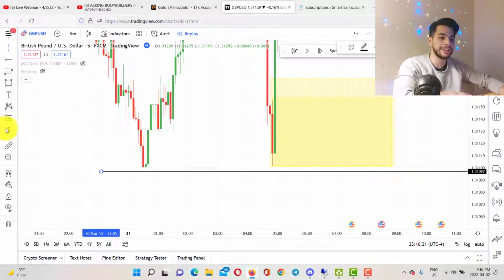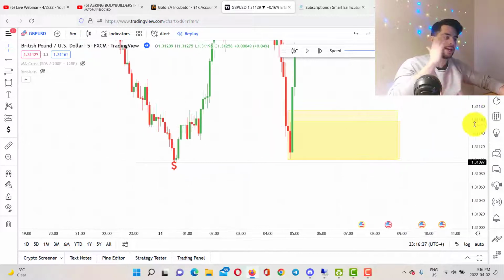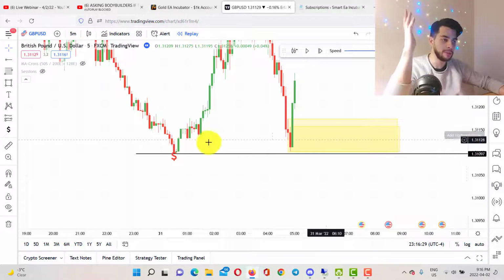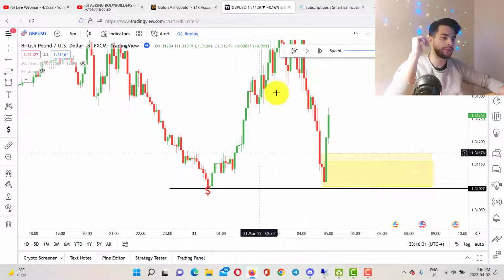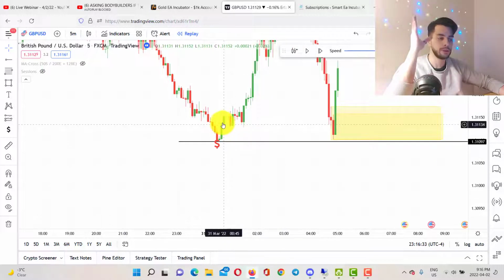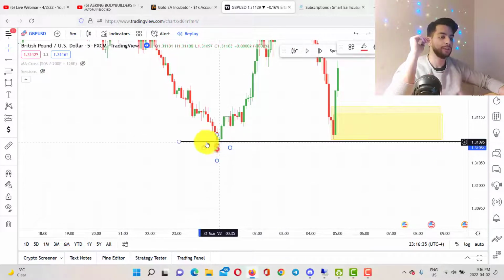So it means that there is still so much liquidity sitting around this area. And if you don't know what liquidity is, guys, it's buyers' or sellers' stop losses. So in this case, when the price is going up, there are so many buyers who took their buy position here and put their stop loss below this level.